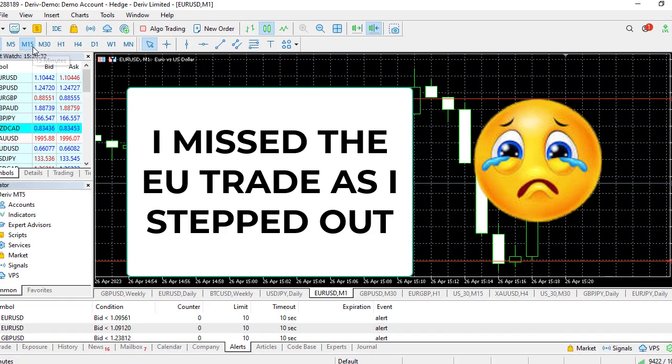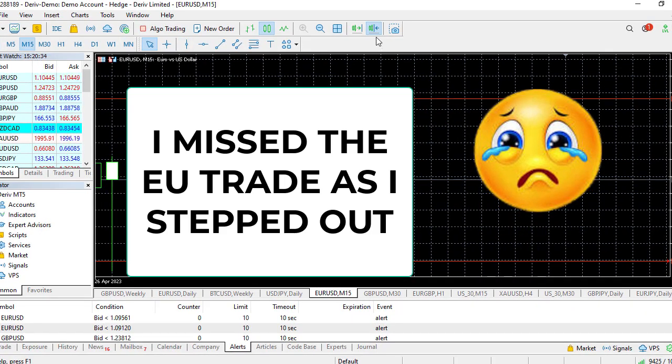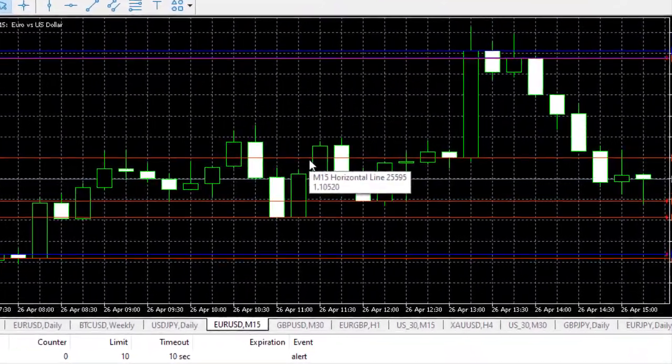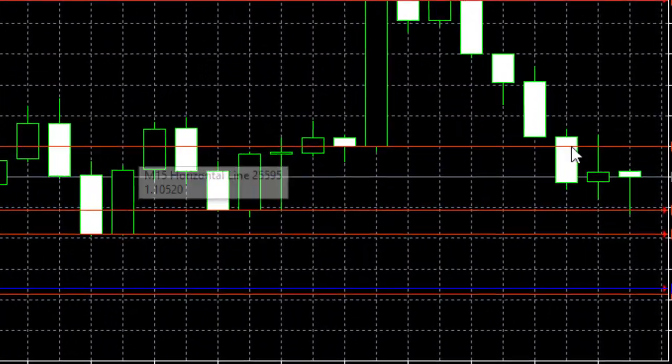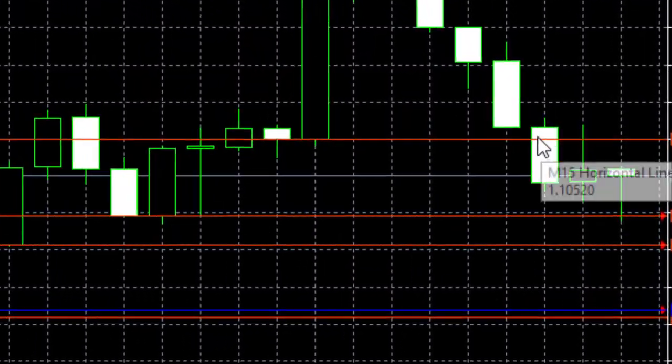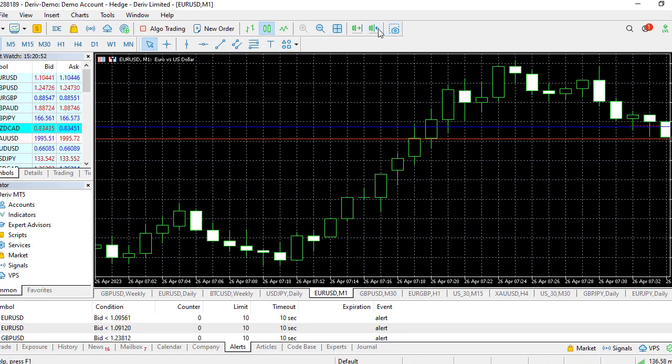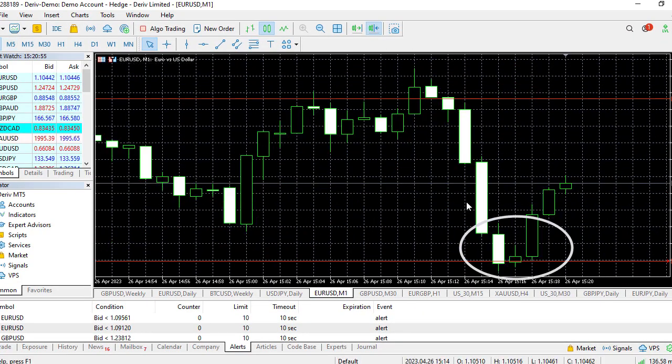Okay, so the euro trade later played out, but I missed it. I left where I was and then I went a little bit far. But I just want to show you what happened. You can see that it declined to that point. You can see where it is. So let's go to 1 minute and you see exactly how it played out. So that would have been a trade.